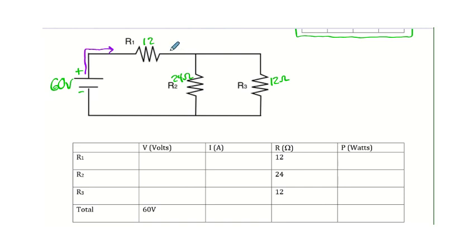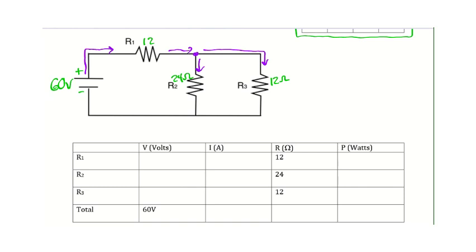After coming out of R1, you arrive at a junction. At that point, you have a choice. You either go through R2 or you continue and you go through R3. Recall that anytime there is choice, we know those elements are in parallel. So because the current has a choice between going through R2 or R3, we know that resistor 2 and resistor 3 are in parallel with each other.